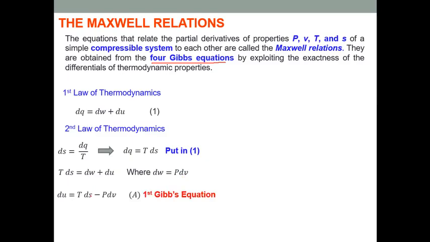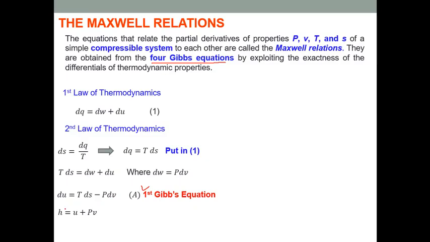So from the first law, the change in internal energy will be equal to dq minus dW, and we can put in the values of dq as well as dW, and then we'll get dU is equal to TdS minus PdV. So that's called the first Gibbs equation, right?